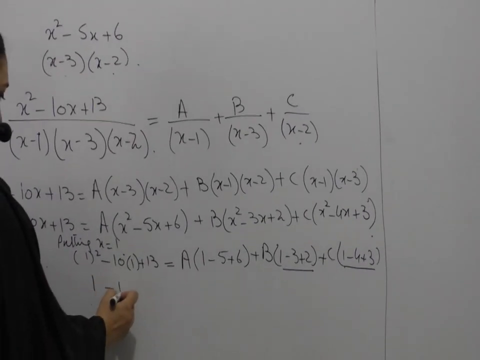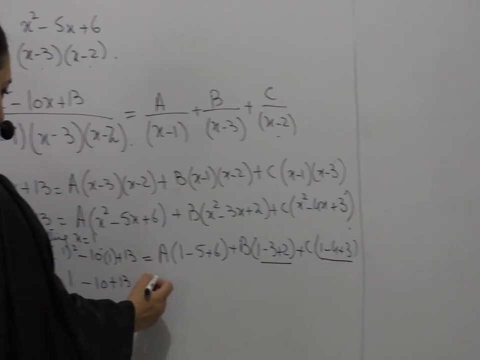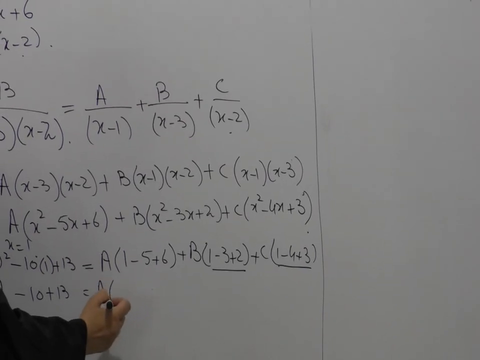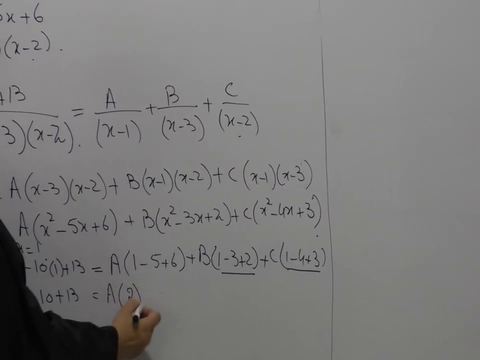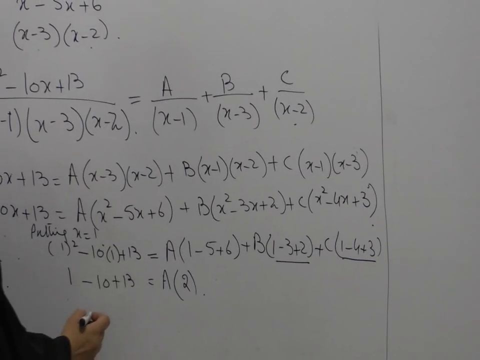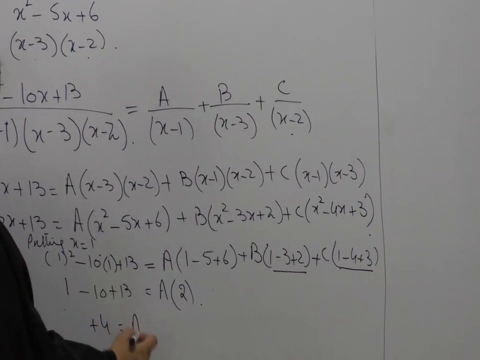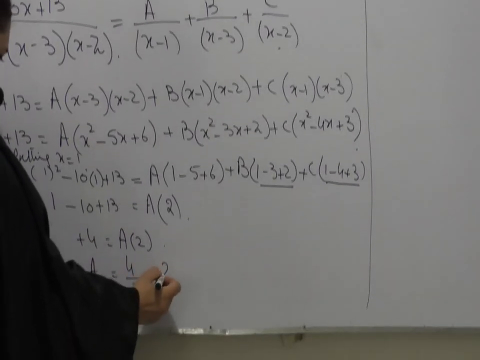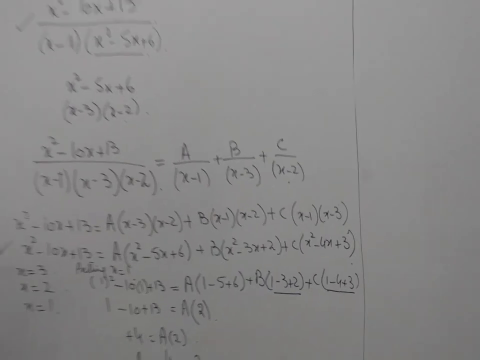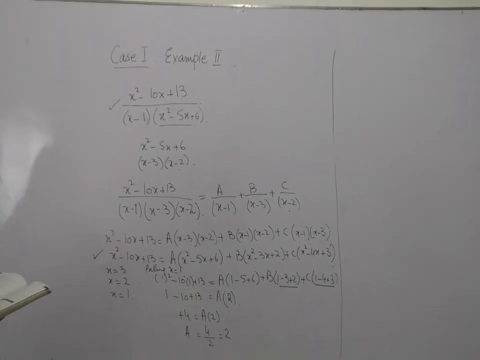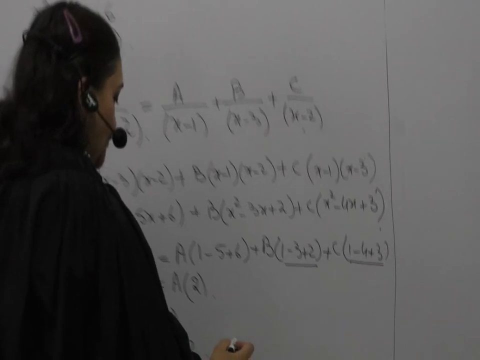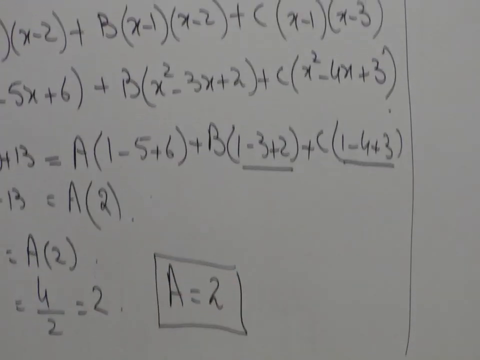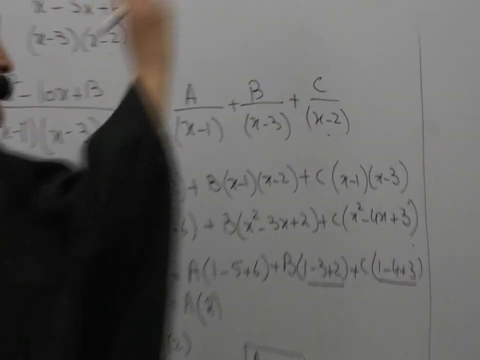And here we will have 1 minus 10 plus 13 is equal to a into 2. The value of a is equal to 2. The first value is obtained. Now put x is equal to 2.